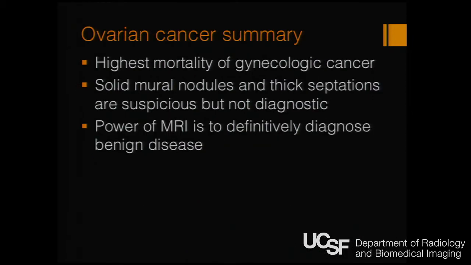So in summary, ovarian cancer has the highest mortality, again, because it usually isn't discovered until too late. There are solid murals and septations, but these are not specific features that tell us if it's malignant or benign. But really, MRI helps us definitively diagnose benign disease. On CT, we can look for metastases. We can look for another primary tumor, which will tell them that this is a metastasis, a different type of tumor that has to be treated. And that's where we play a good role.